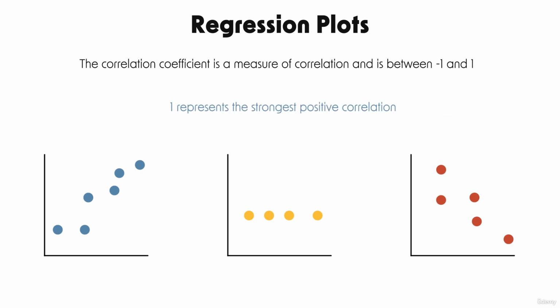+1 represents the strongest positive correlation, and -1 is the strongest negative correlation. The closer to 0 the correlation coefficient is, the weaker the correlation. So let's look at three examples.